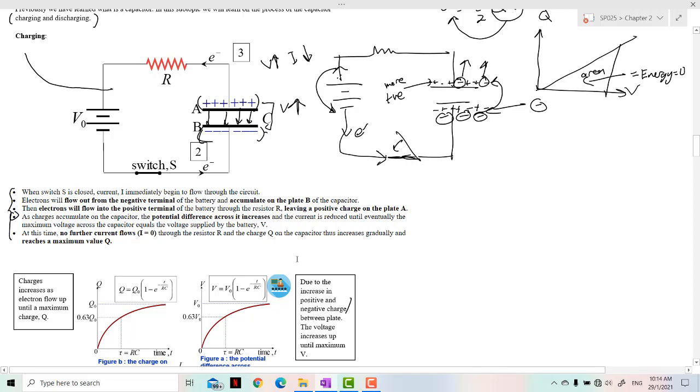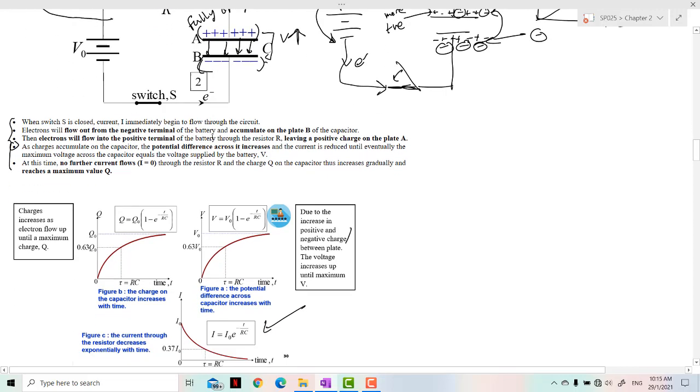Switch closed. When the switch is closed, what would happen? Electrons would flow to the negative plate. The negative of plate B will repel the negative of plate A. The negative charge of A goes back to plate B, leaving plate A fully positive and plate B fully negative. Potential difference increases, current decreases. When there is no more current flow, we say it is fully charged.